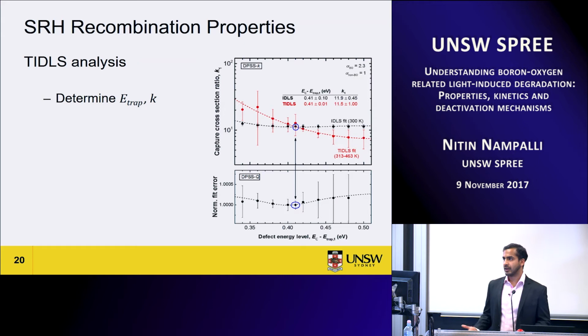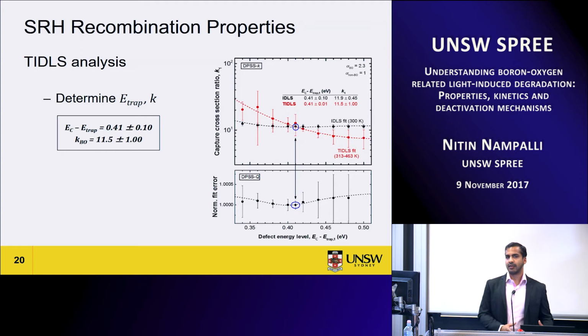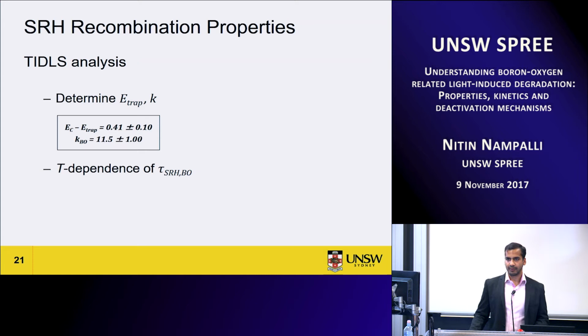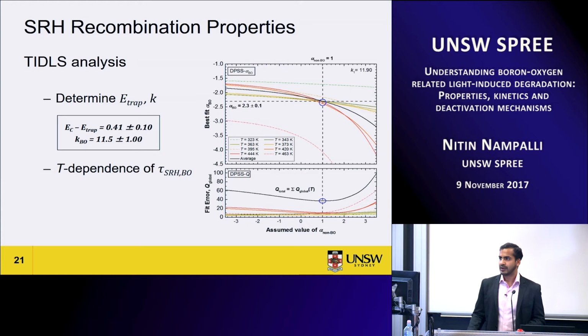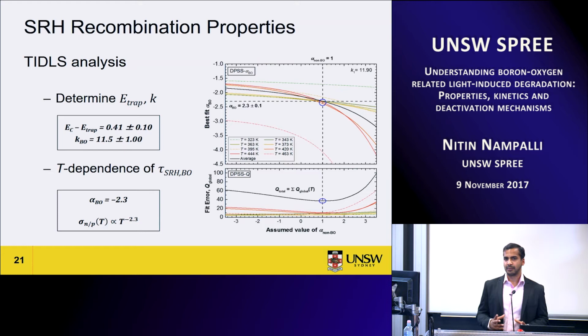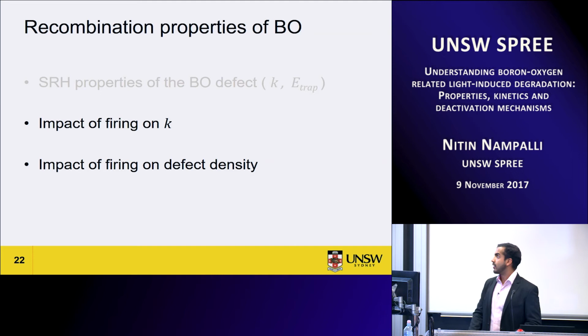So as it happens, the trap level is in fact correct, what was determined originally in the literature, but the capture cross-section ratio in this analysis is still different from what's in the literature and closer to what we get from the IDLS analysis. Similarly, we can also determine the temperature dependence of the SRH lifetime. The key parameters here are the hole and electron capture cross sections. They have a temperature dependence and you can express it as a power dependence on the temperature. If we make some assumptions and do a similar kind of defect parameter space, you can see that the temperature dependence of the capture cross sections has an exponent of negative 2.3. So that covers the SRH properties of the defect.